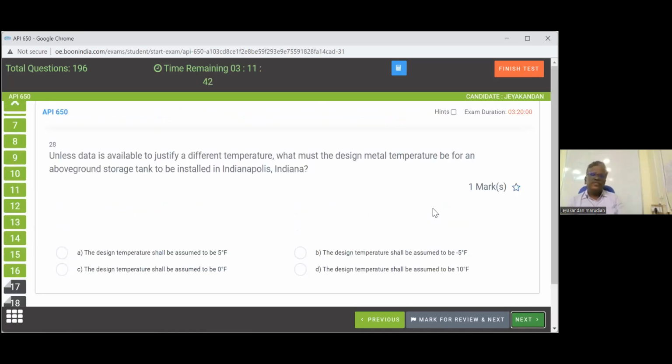Unless data is available to justify a different temperature, what must the design metal temperature be for Indianapolis, Indiana? Minus 10 or plus 15? See where they are asking the design temperature. 5 degree, or minus 5? 5 degree, minus 10 plus 15. It will be 5 degree. The design temperature shall be 5 degree.